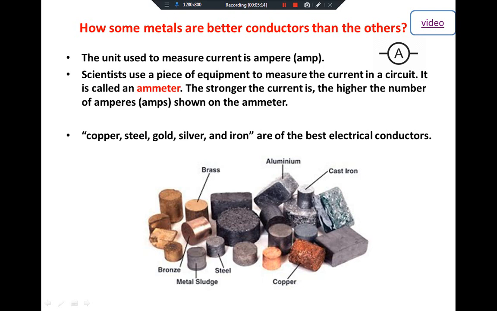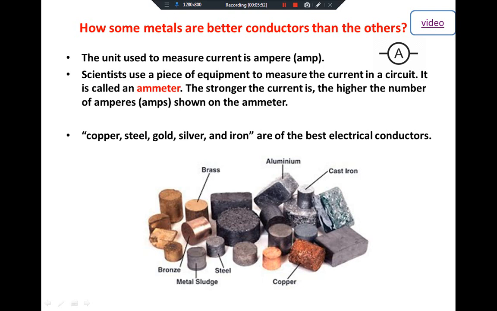The unit used to measure current is the ampere. It has a symbol, which is A, the first letter of the English alphabet, and it's the symbol of ampere. Scientists use a piece of equipment to measure the current in a circuit. It's called an ammeter. So an ammeter is a piece of equipment used to measure the current in a circuit.